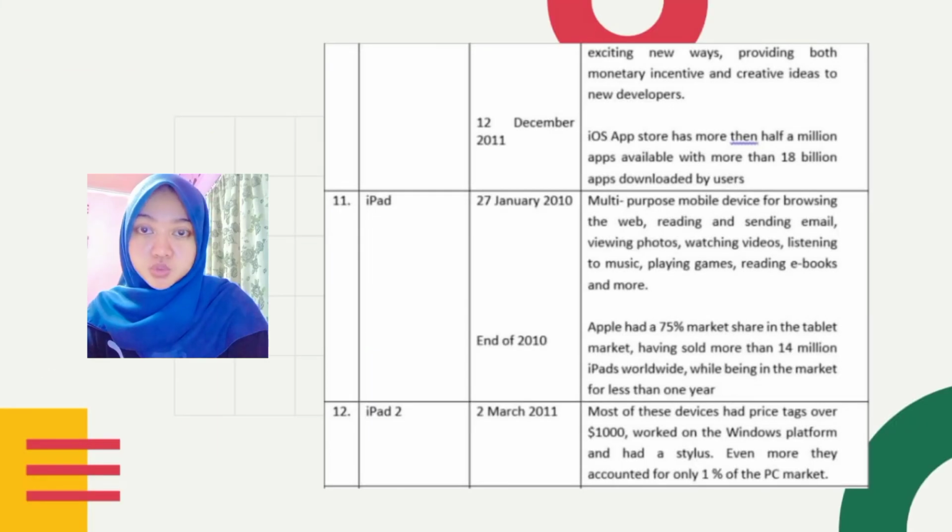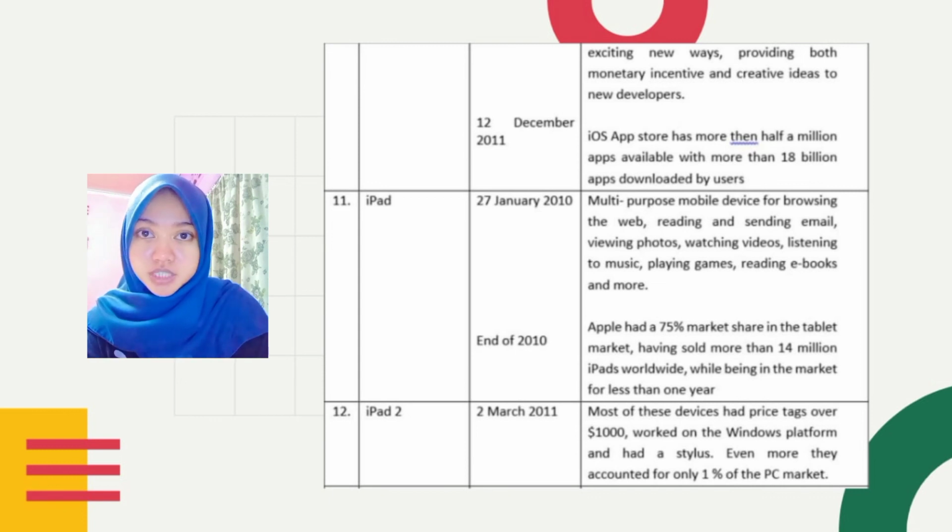On December 12, 2011, the iOS App Store had over 500,000 apps available, with customers downloading over 18 billion apps. After that, on January 27, 2010, Apple released the iPad. It was a multi-purpose mobile device that could be used to browse the web, read and send email, view photos, watch movies, listen to music, play games, and read ebooks, among other things. Apple had a 75% market dominance in the tablet market by the end of 2010, having sold more than 14 million iPads worldwide in less than a year.